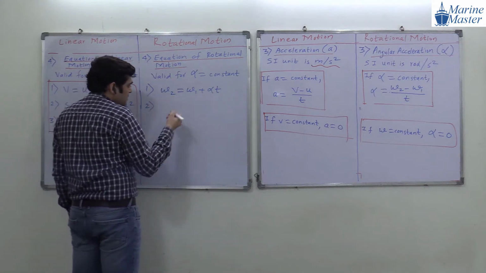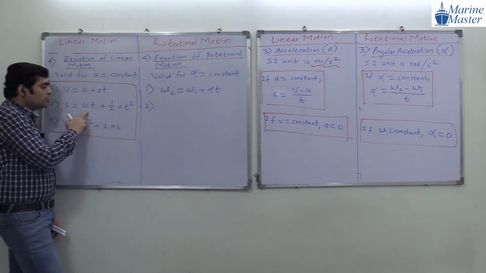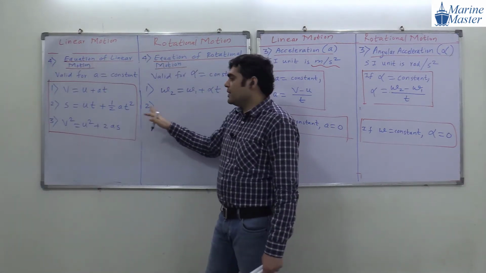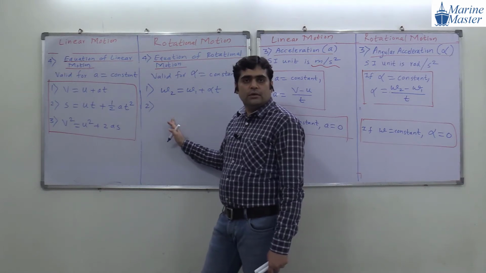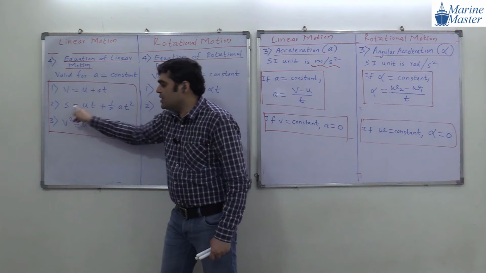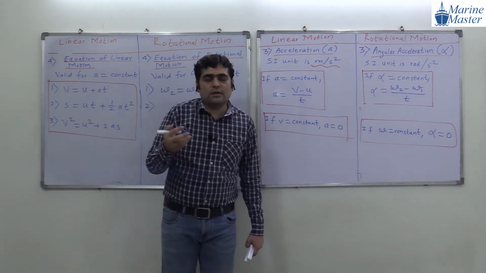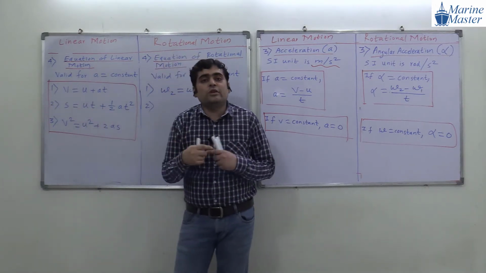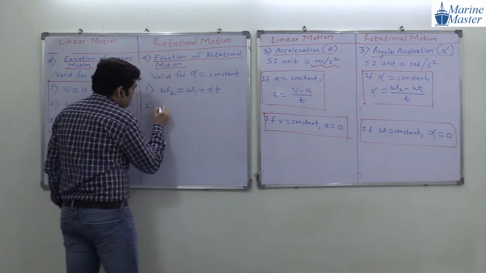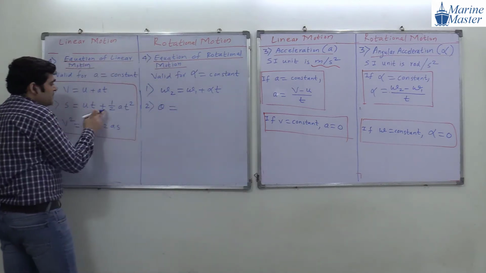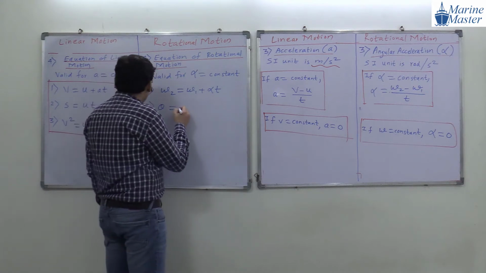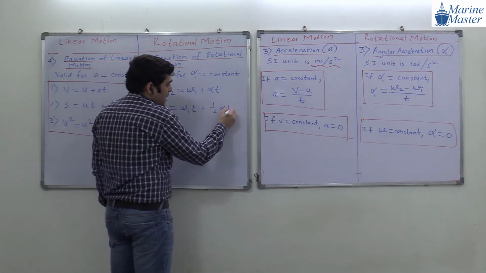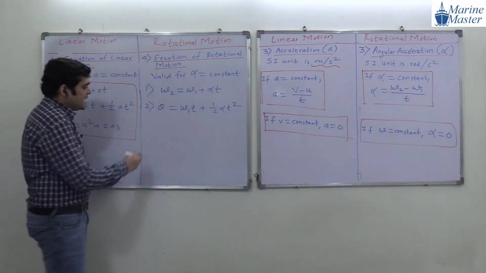Second point, guys, here s equals ut plus half at square. Instead of s, what we can write in rotational motion? S means displacement, angular displacement. Angular displacement is denoted by which symbol? Theta. So instead of s we write theta, then u means omega 1, t plus half alpha t square. Okay, guys, are you getting my point?